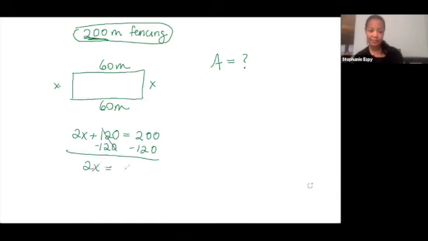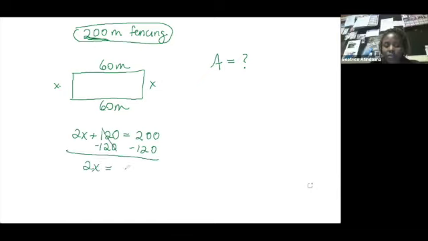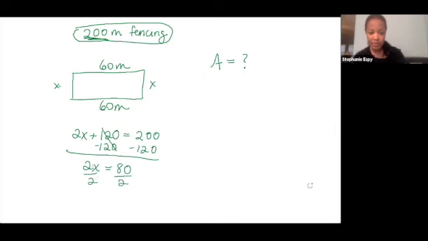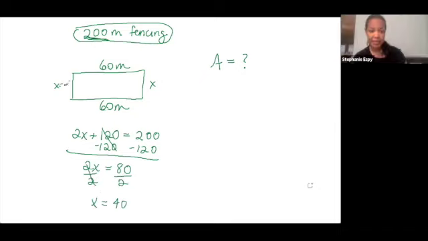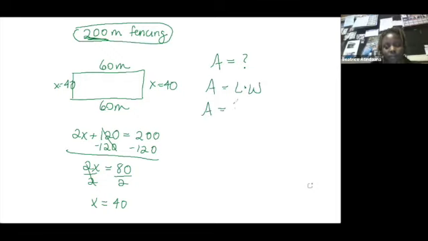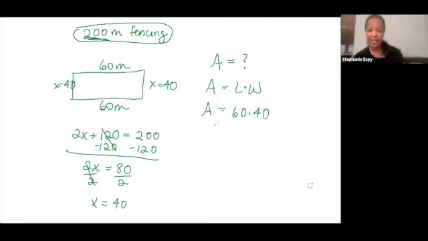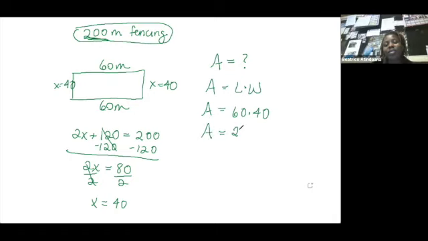And remember, you can use a calculator. What is it? 80. And then we divide by 2. That's 40. So now we know both of these sides are 40. So the area of a rectangle is length times width. So 60 times 40 is what? 120? Is what? 100. Sorry. Okay.